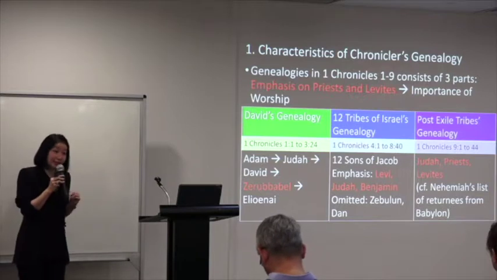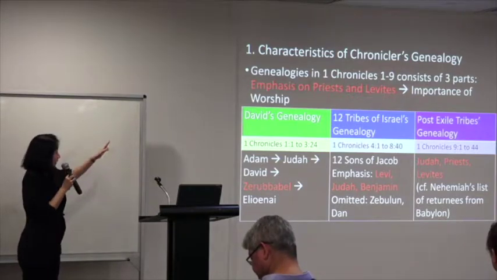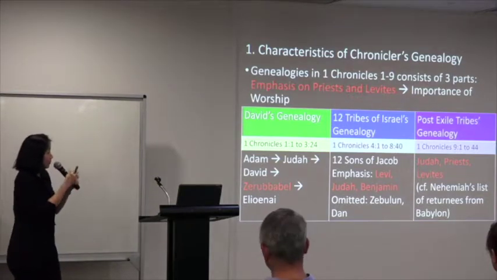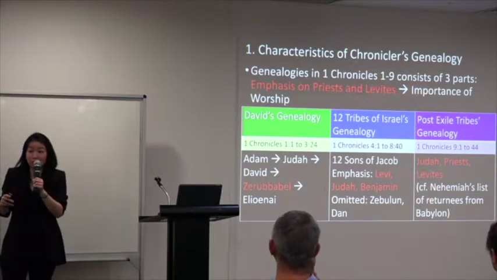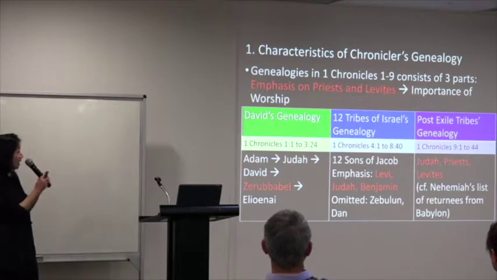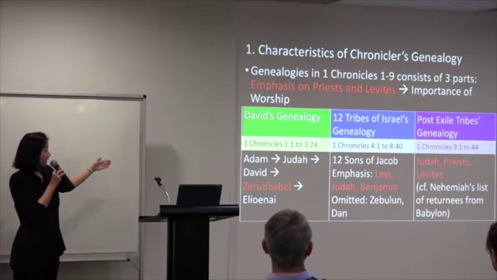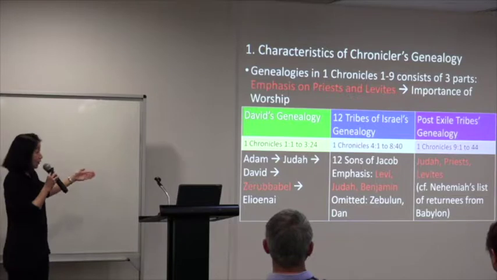And that's what we're going to be studying in the next lecture. Now, 3 major sections of how you should group chapters 1 to 9. The green section is David's genealogy from chapter 1 to chapter 3. It goes from Adam to Judah to David to Zerubbabel to Elionai.